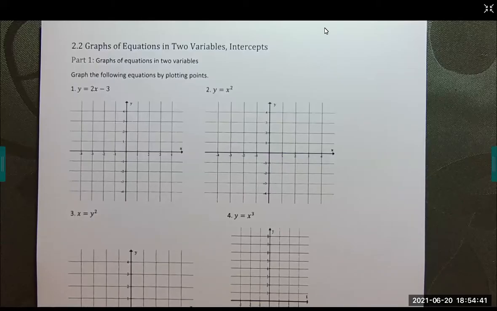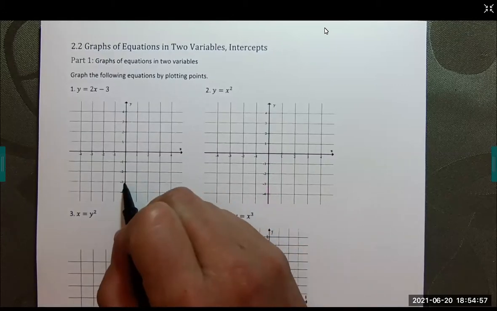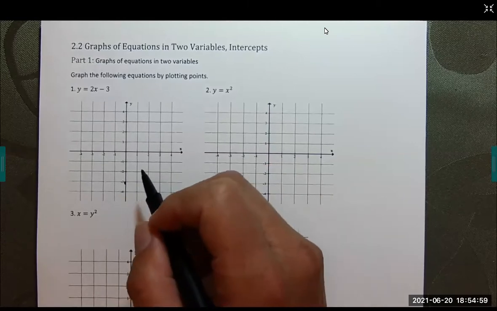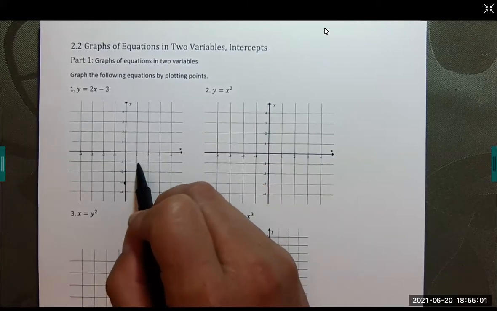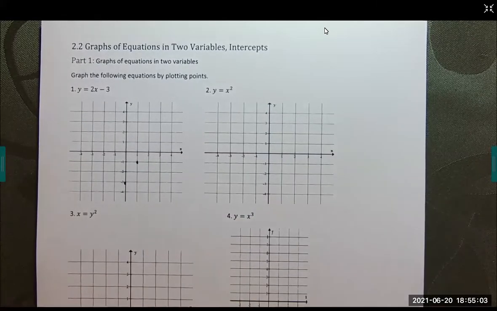Welcome back. We are on section 2.2, and we're going to graph some equations, and we're also going to find their intercepts. All right, let's start with number one, which we have a straight line. So we start down here at -3, slope of 2, up 2/1. Let's use some more color.